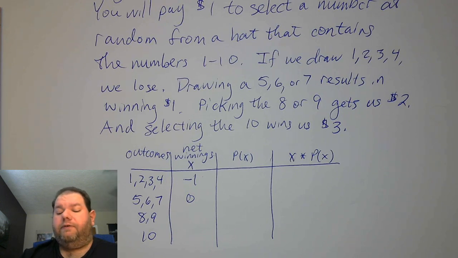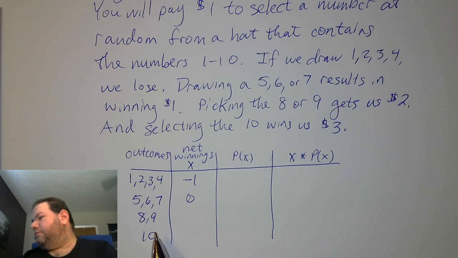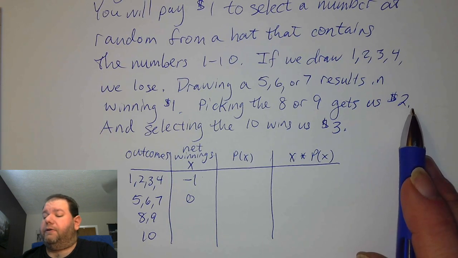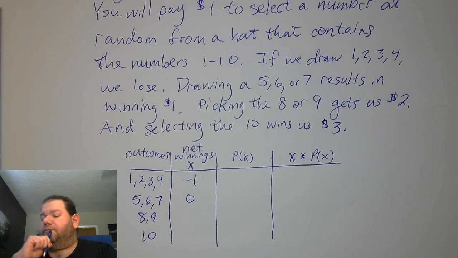What would be our net winnings if we happen to choose the 8 or 9? Well, we know we get $2, but we did pay $1 up front to play the game in the first place. So what is the overall change of our cash on hand, I guess we could say? We've increased our cash by $1, yeah.